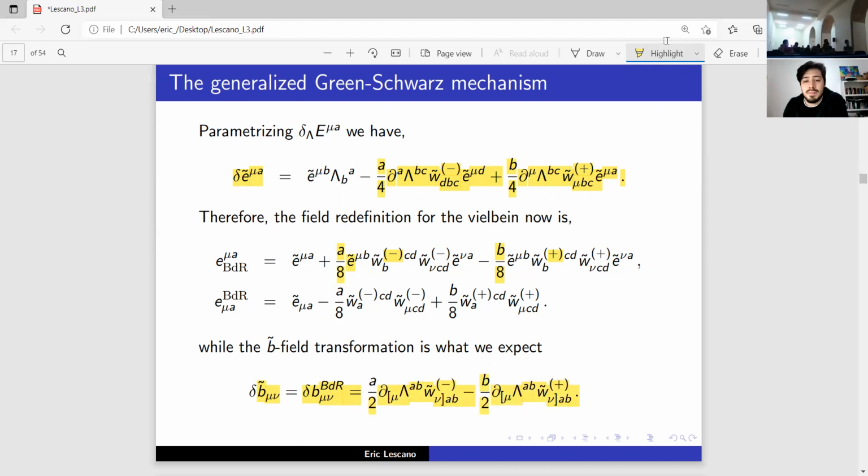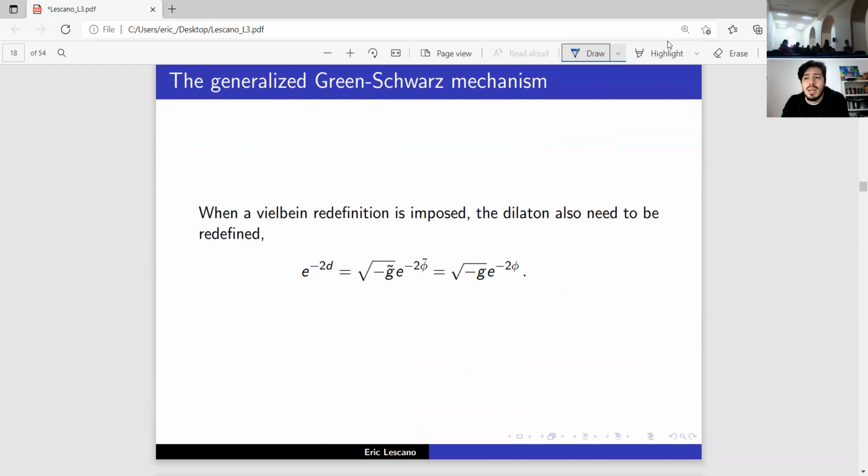I think that in my second lecture I wrote this transformation in a different way, but you can prove that this is exactly the way that the B field transforms in the version of the rule approach in this parametric family of transformations. This could be an exercise if you want. Finally, I must say that if the B field is being redefined, we also need to redefine the dilaton. When a B field redefinition is performed, you always need to redefine the dilaton.